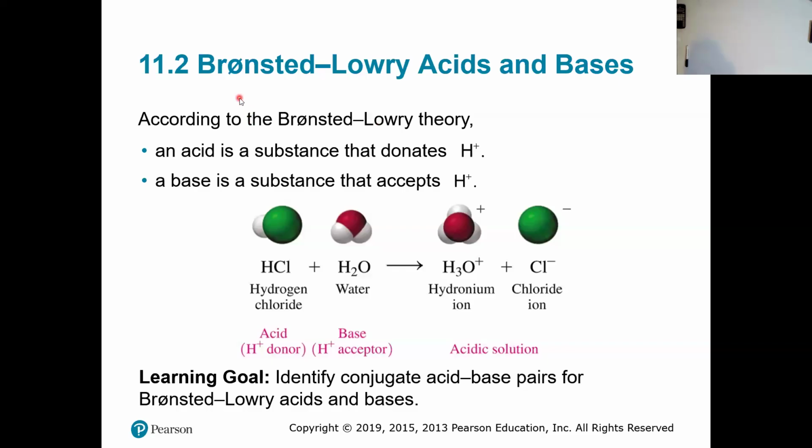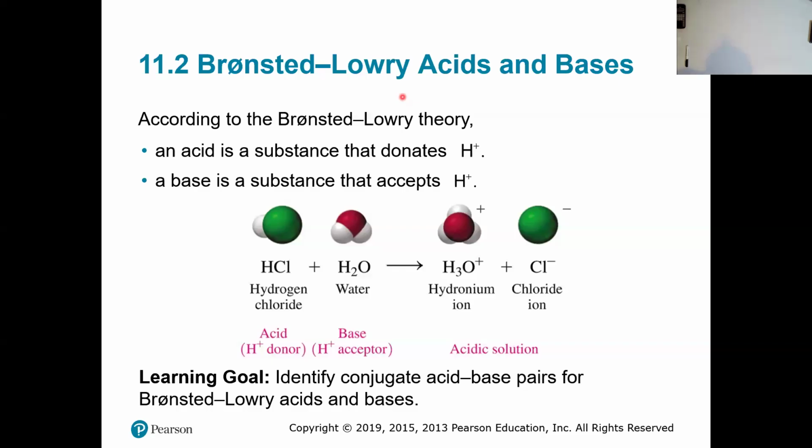Our second acid-base theory that we want to look at is called the Bronsted-Lowry acid-base theory. The way that your acids and bases are defined is going to be a little bit different in the Bronsted-Lowry theory versus the Arrhenius theory. Arrhenius just says that an acid has to produce hydrogen ions in solution, and a base is something that just has to produce hydroxide ions in solution.